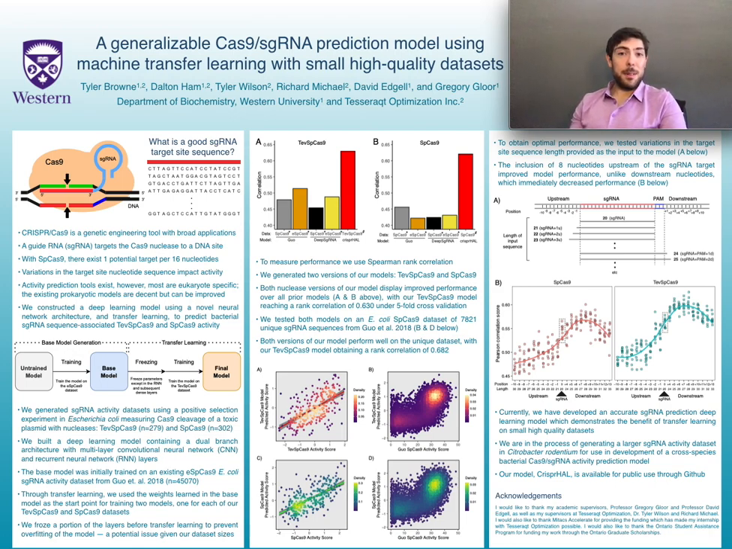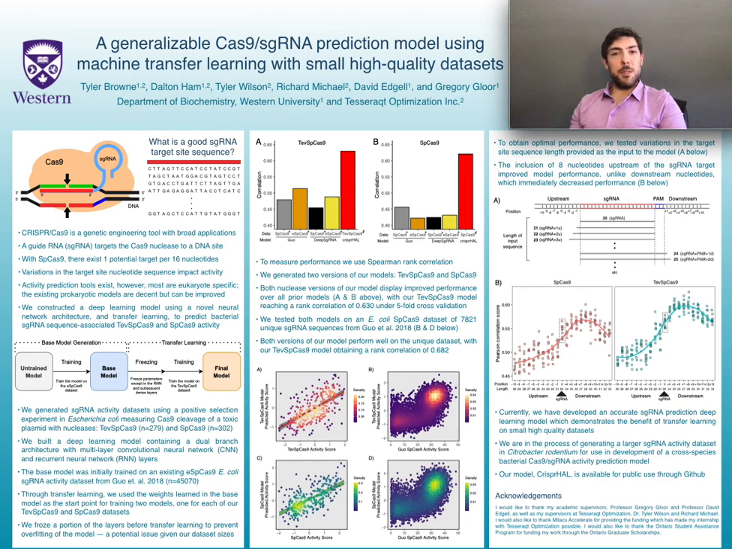There do exist a few Cas9 sgRNA prediction models. However, most of them are developed for eukaryotes and generally perform no better than a random guess when it comes to prokaryotic predictions. Prokaryotic models do exist. However, there are few, and there's a decent amount of room for predictive improvement. Here we present a new deep learning model using a novel neural network architecture and transfer learning to predict bacterial sgRNA sequence-associated Cas9 activity for the nucleases TEV-SP-Cas9 and SP-Cas9.